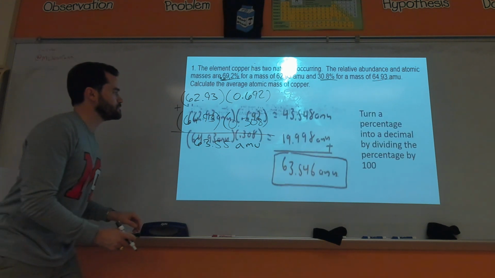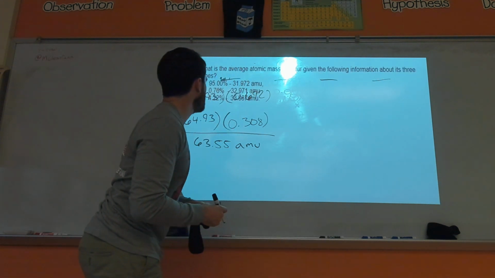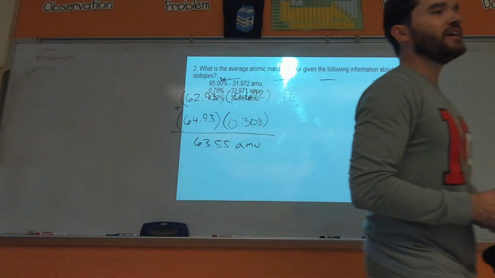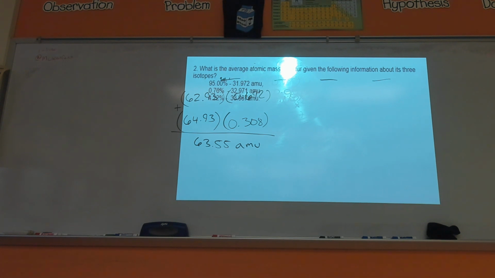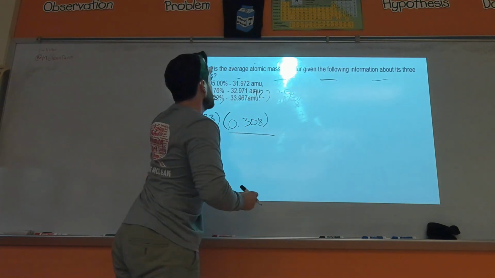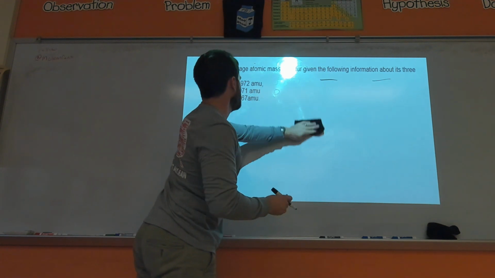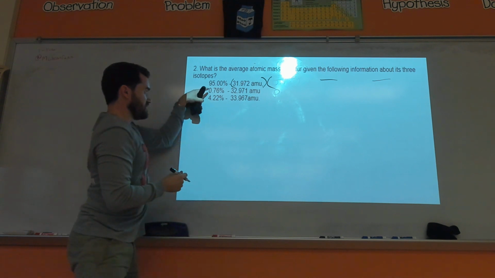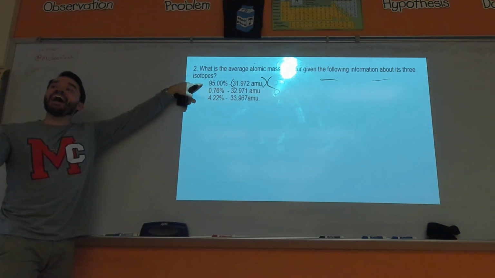All right, let's do a couple more. They're asking, what is the average atomic mass of sulfur given the following information? They got 3 percentages and 3 mass numbers for us. So what we're going to want to do is take 31.972, and you're going to multiply it by that percent abundance as a decimal.